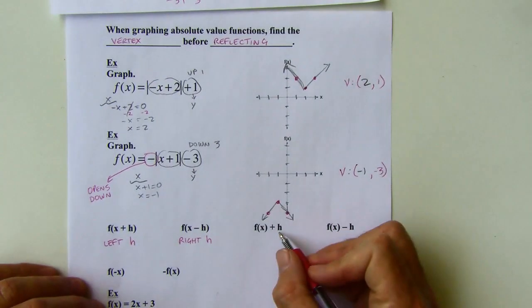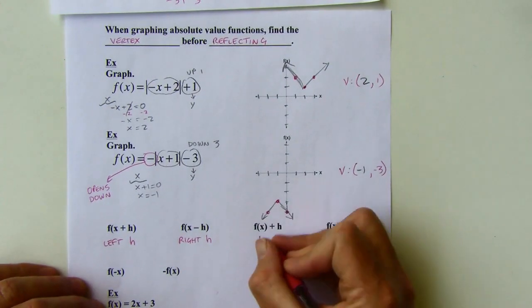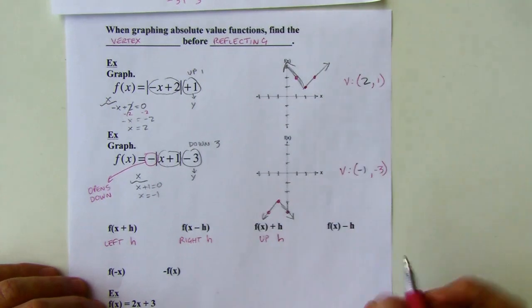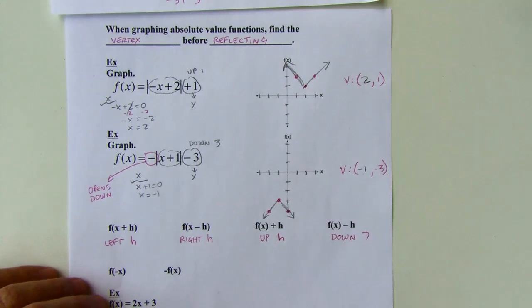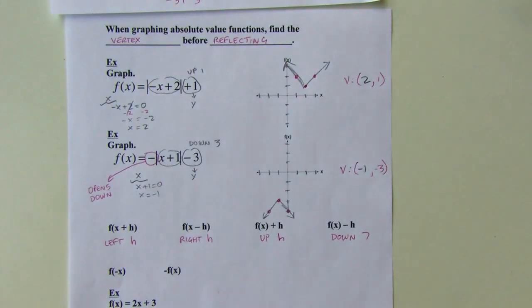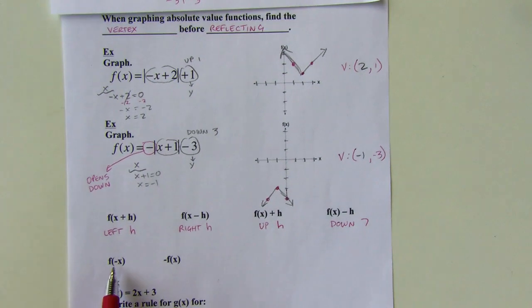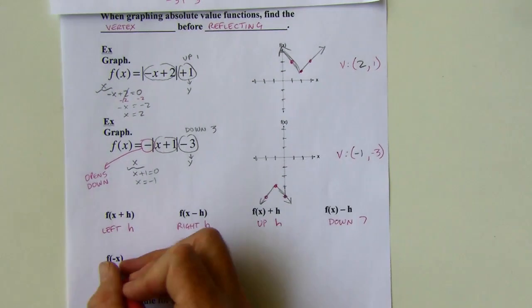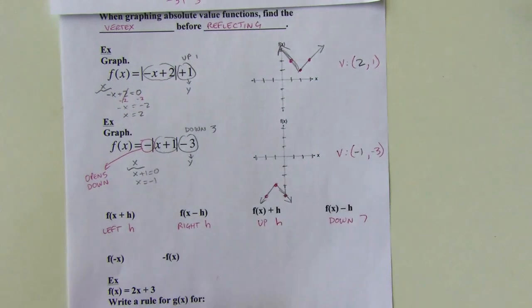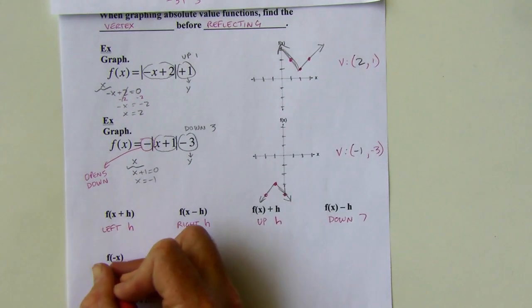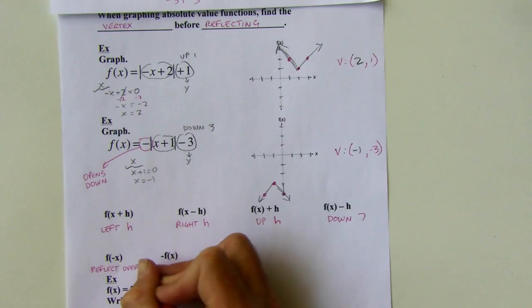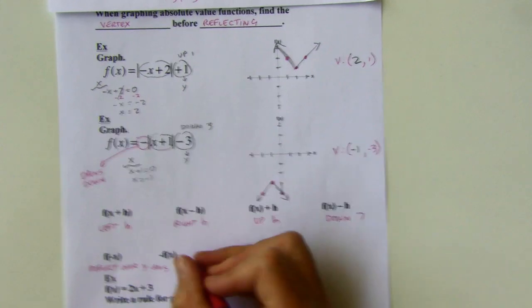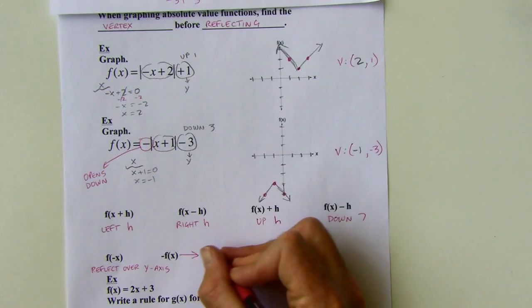When you've got something added to the outside, that's going to move the whole function up, whatever h is. So if I had f of x plus 7, up 7. If I have f of x minus 7, that's going to move everything down 7, okay? And then when I'm changing the sign of the inputs like this, this is going to reflect over the y-axis. And then this one is going to reflect over the x-axis.